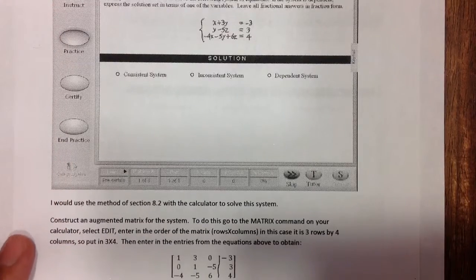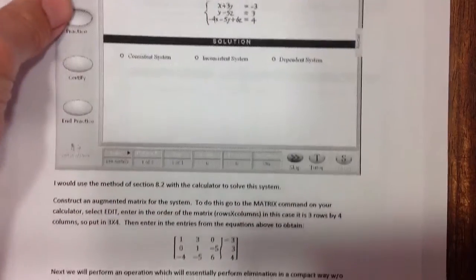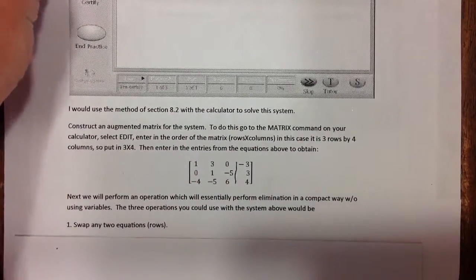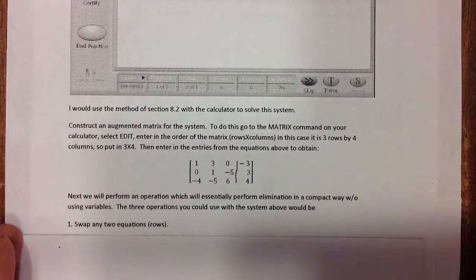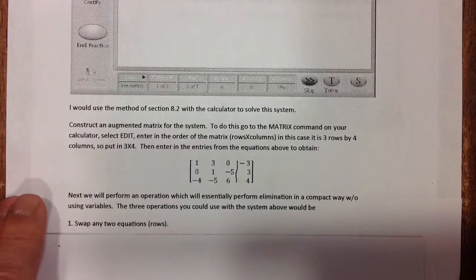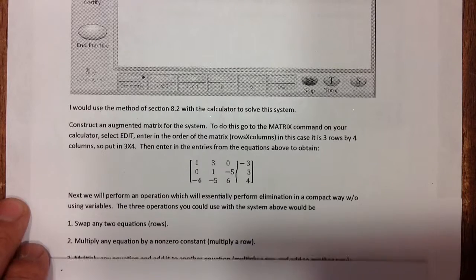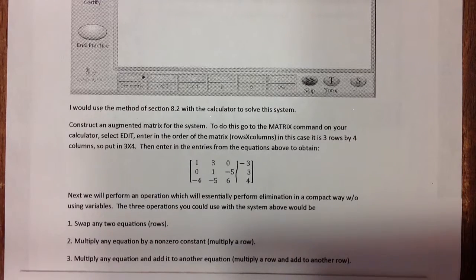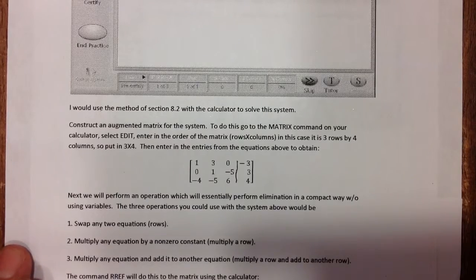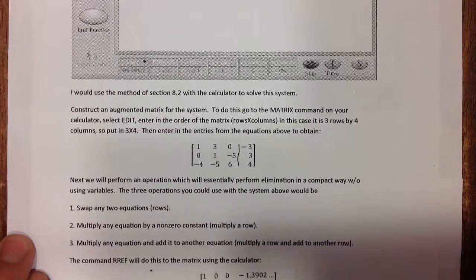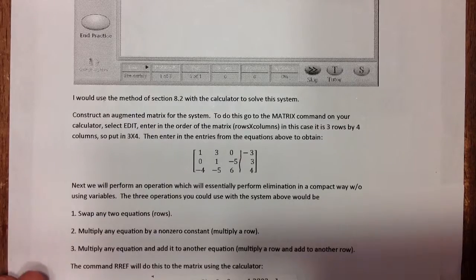So RREF essentially does 3 things. And we would do this by hand, but it's just easier to do by calculator and we can avoid mistakes. So it does these elementary row operations. We can swap any 2 rows, multiply any equation or row by a non-zero constant, and we can multiply and add to this. That's all done in the calculator by using RREF. So let's do that in the calculator.